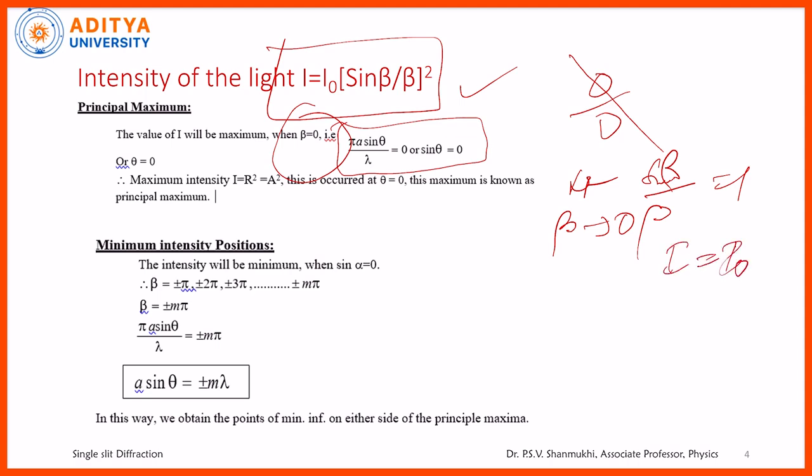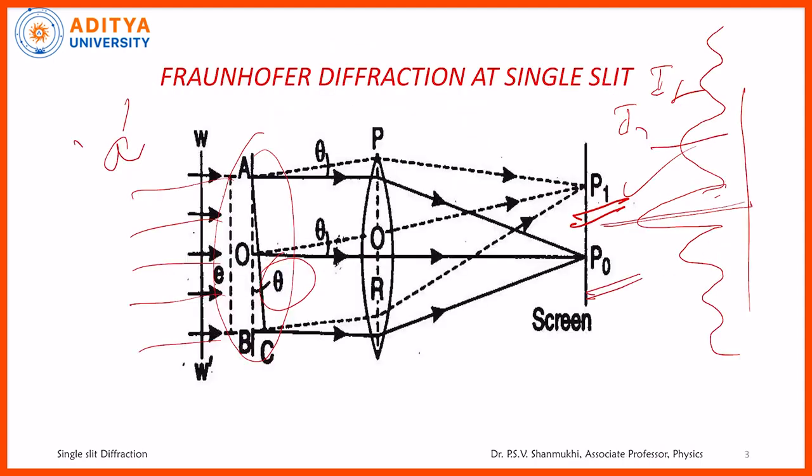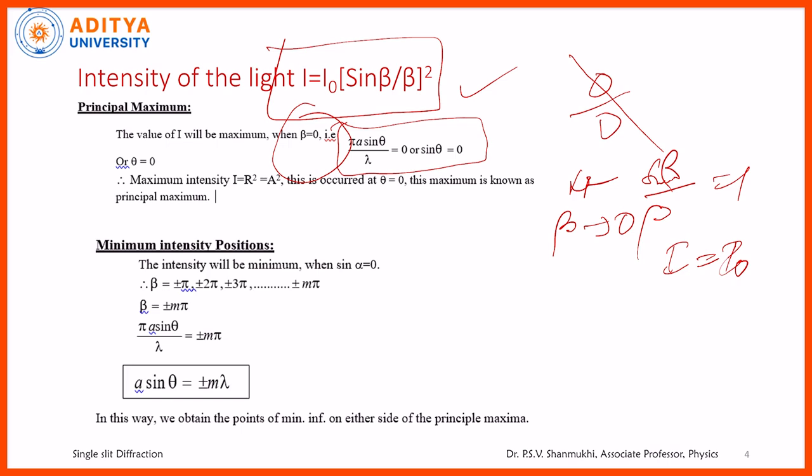So if beta is equal to 0, we get I is equal to I naught, meaning maximum. It represents the central maximum. As beta values, or theta values, are taken on the x-axis, at beta is equal to 0 we get the maximum intensity. The central maximum position is clear.